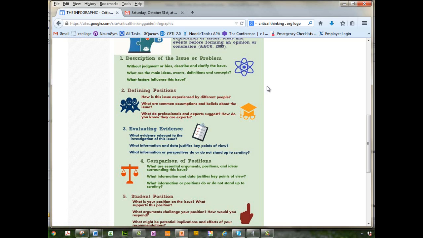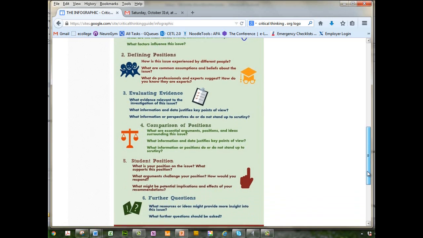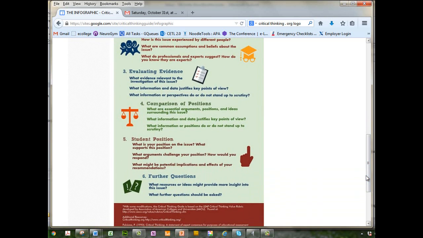Then we go into defining positions. What do people think about it? What are the common assumptions and beliefs? What do professionals and experts suggest about this issue? And then we have evaluating evidence. We look at the expert opinions. How do we know that their opinions are truly expert opinions? Why are people coming to these conclusions and understandings and perspectives of the issue? So we're really evaluating the evidence.